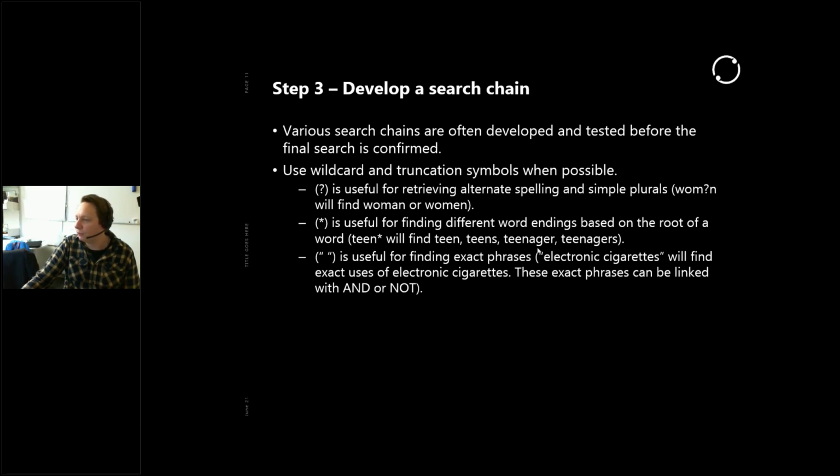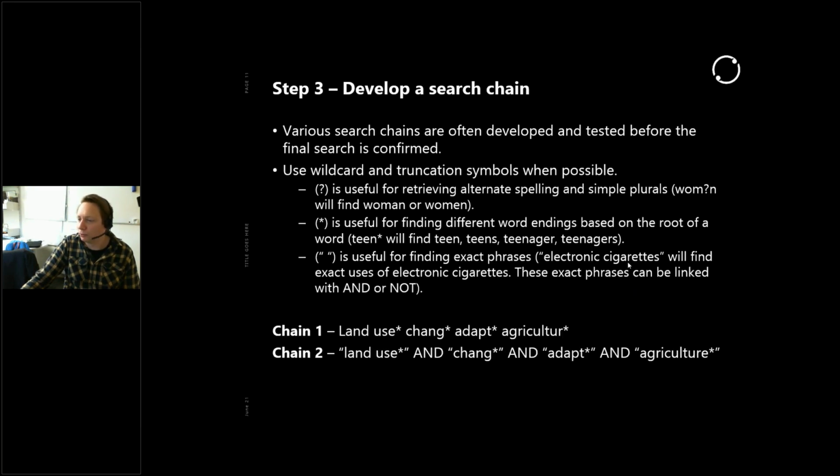So if you search for "electronic cigarettes" with speech marks, it will find examples of where that phrase electronic cigarettes has been used, rather than examples of where electronic has been used and cigarettes has been used, as well as electronic cigarettes. Exact phrases can also be linked with and or not. So I'll show you the two chains that we used in order to find examples of empirical land use change as an adaptation response with these two chains here.